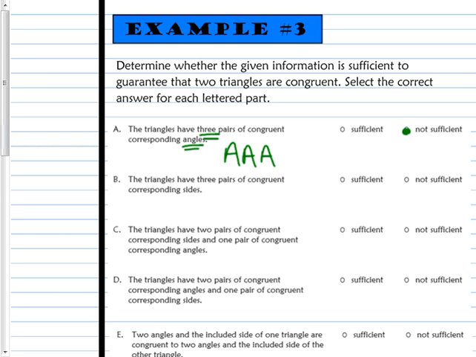Letter B, the triangles have three pairs of congruent corresponding sides. So three pairs of sides, SSS. Is that enough information? Yes, it is. We can prove it congruent using the side-side-side theorem.